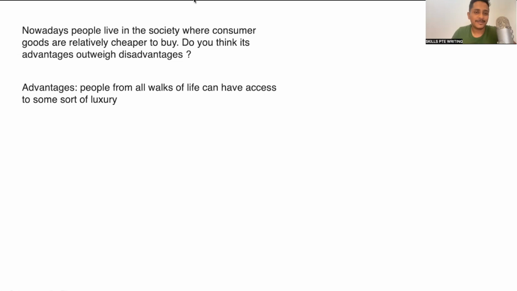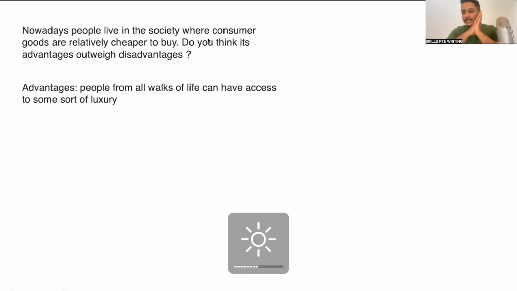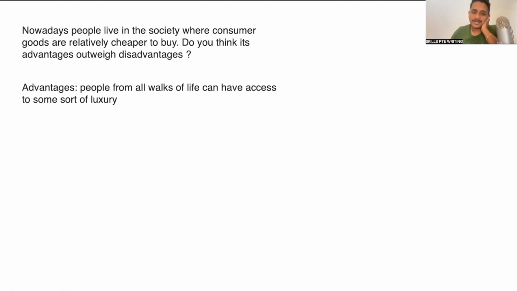Disadvantages. Any idea on disadvantages? If everything becomes so easy to buy, what is a disadvantage? Anybody? I want every one of you to participate, please. You can click on the chat option on the bottom right and type. Spurti can try. If everything becomes so easy to buy, consumer goods are so easy. You can buy a dress, a t-shirt for, let's say, 100 rupees. It's becoming very easy. What is the disadvantage?